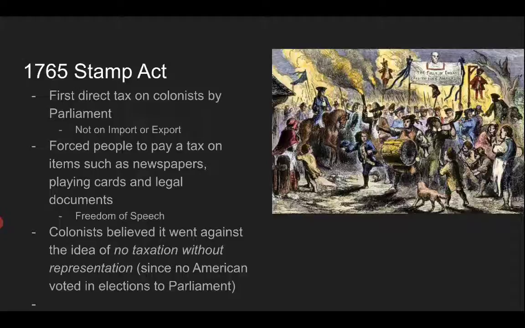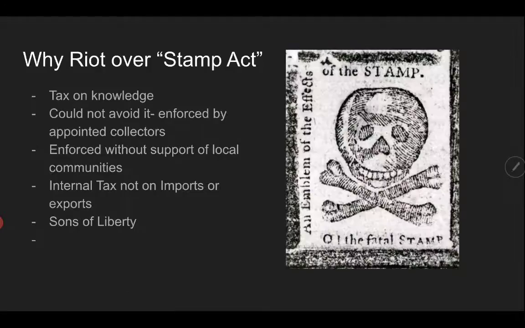The other thing is they saw it as a tax on knowledge and freedom of speech, and they start to rebel against it with this idea of no taxation without representation. Since Americans can't be in Parliament, they need to resist this. So the Stamp Act in 1765 is really the beginning of the troubles for England because people start basically rioting over this Stamp Act. Because it's a stamp on knowledge, because it was seen as an internal tax, the Sons of Liberty are going to organize and they are going to resist this thing.